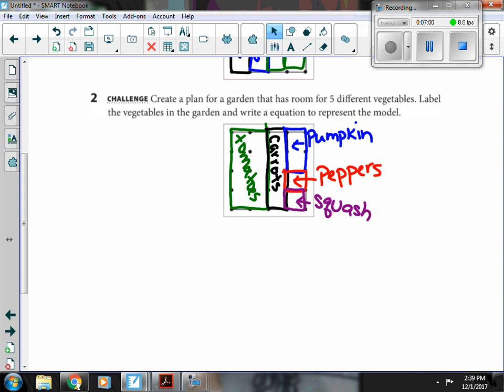So I have 1, 2, 3, 4, 5 different vegetables, and I used a bunch of different fractions. You don't have to do it that way. Yours can be different. But that is tonight's homework.